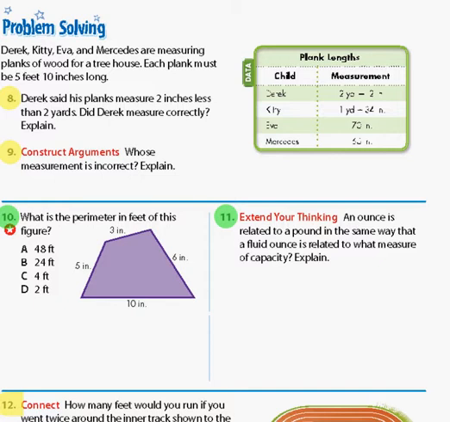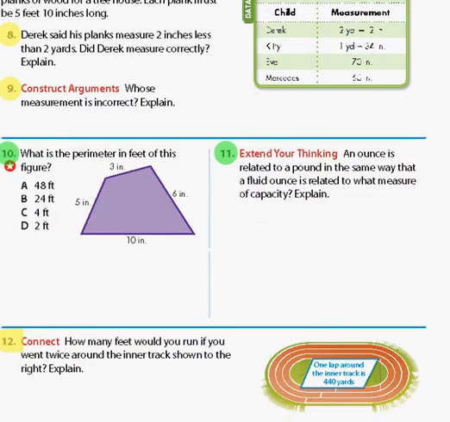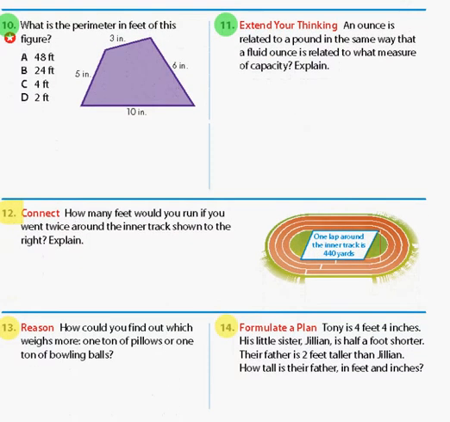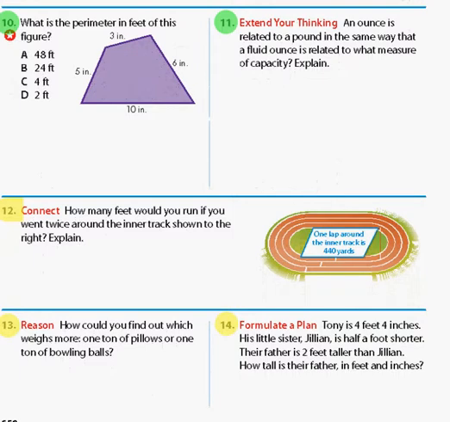Let's go ahead and look at number 10. Number 10 looks like one we're going to work together. And it says, what is the perimeter in feet of this figure? So perimeter, we remember a perimeter is the distance around, okay, but it's asking us in feet, and our units that it's measured in is inches right there. So that means we're going to have to do a conversion. But first we need to figure out what the perimeter is in inches.